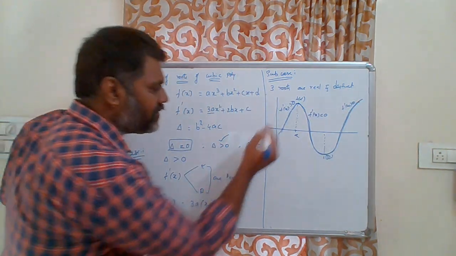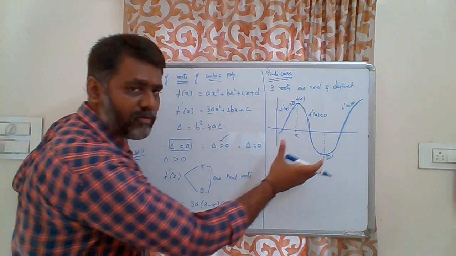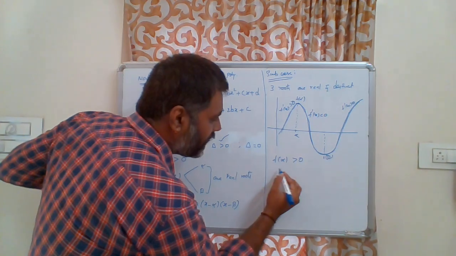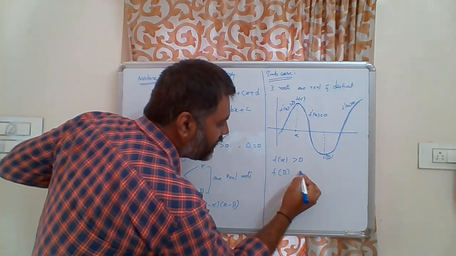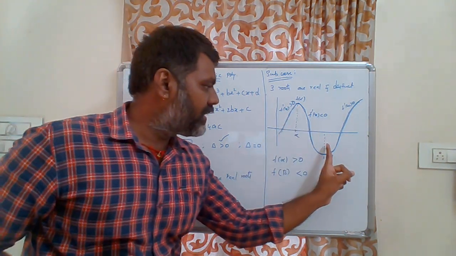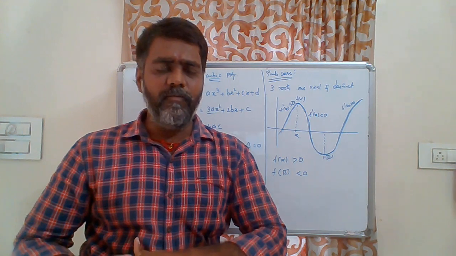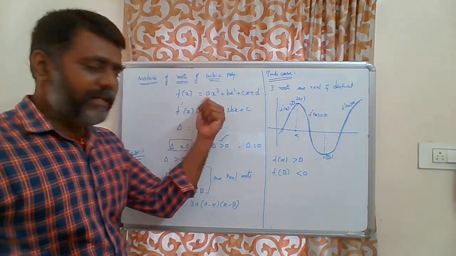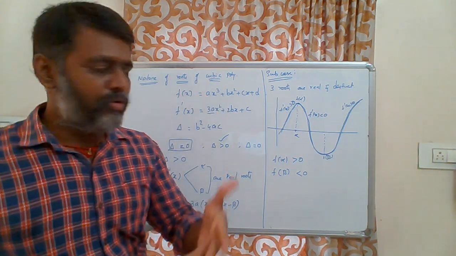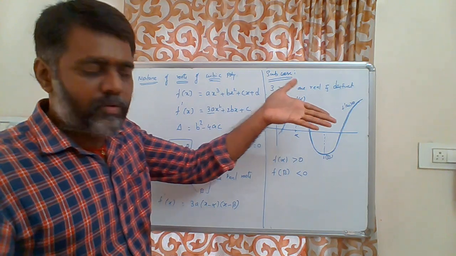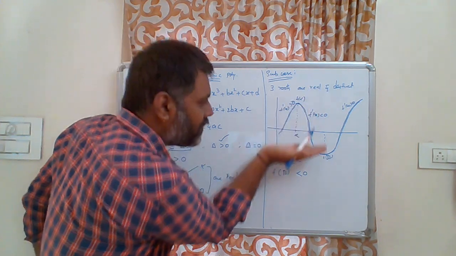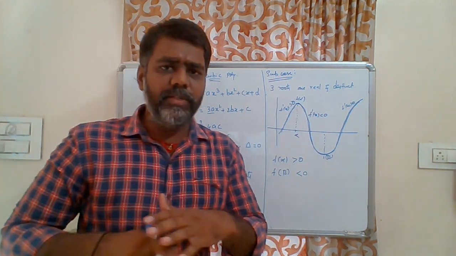By drawing the graph of this one we can analyze that f of alpha is greater than 0 and f of beta is less than 0. That is our conclusion. In the same way, all these cases are for a positive. If a is negative, we will take the reflection of this graph. Now what was above the x-axis becomes below the x-axis. So no problem, there is no change in conditions.